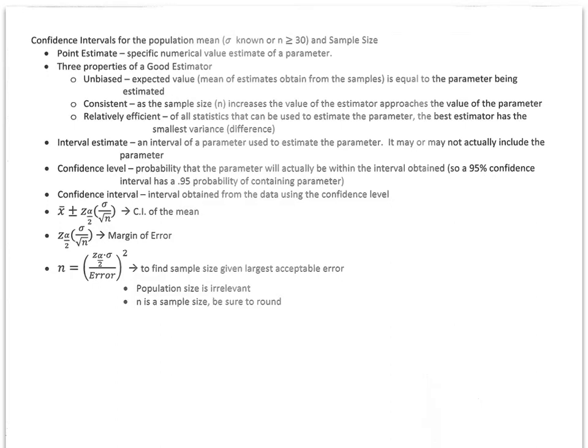Now we're going to turn our focus to confidence intervals. And the first thing we're going to look at is confidence intervals for the population mean. There's going to be two things when it comes to this. A z-score and a t-score are going to be used. And we're going to focus on the beginning.